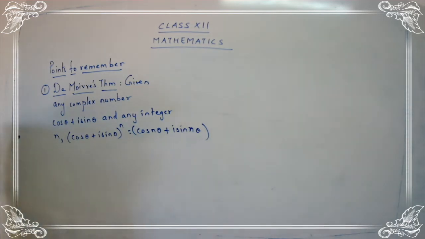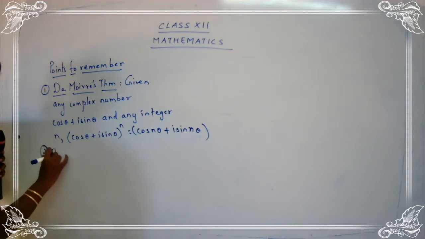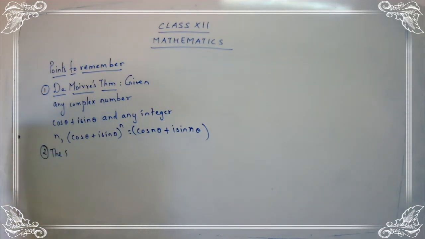Just turn your pages. You have to come to page 88. Write on page 88. You have there two more properties. Let us write the properties which are given in the box. The sum of all the nth roots of unity.